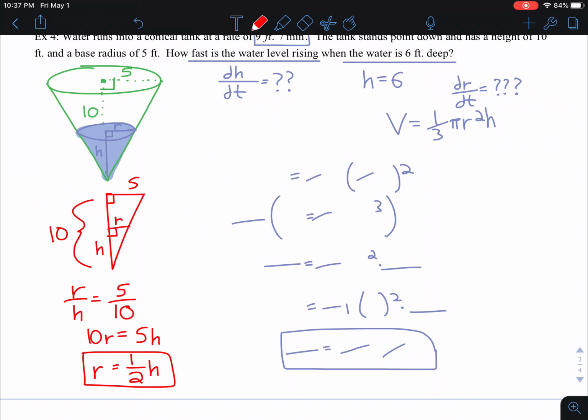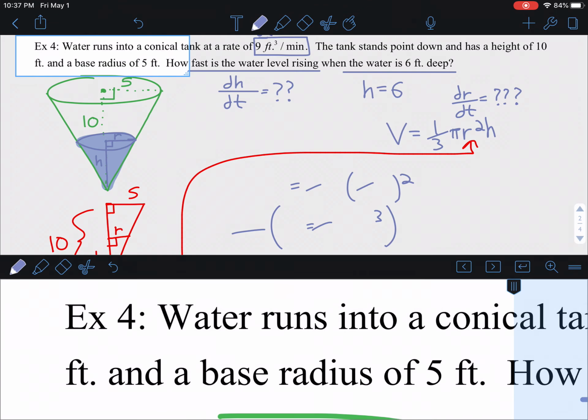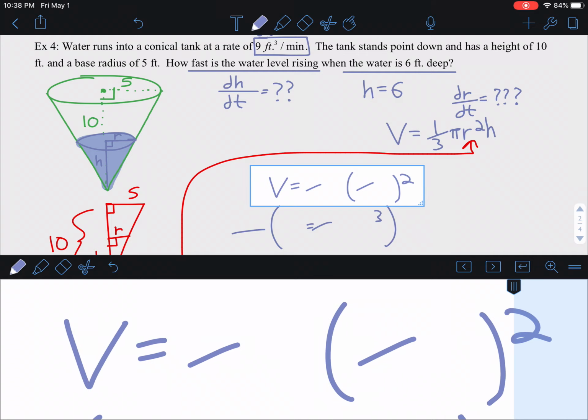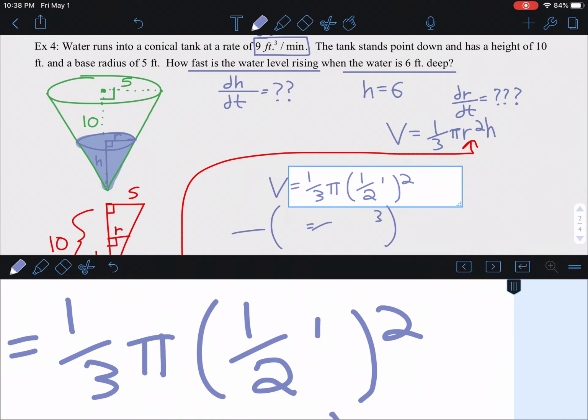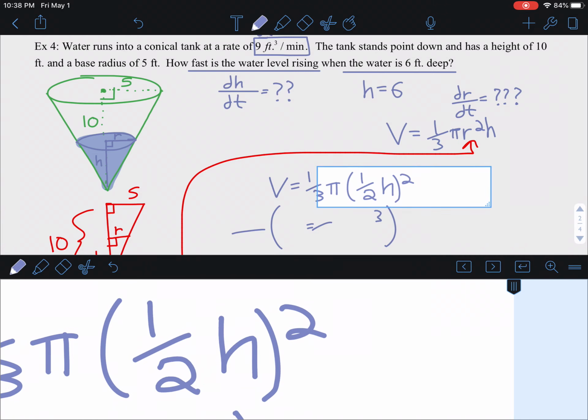Now, why did we take this little detour? Well, that's because now that I know what R equals, I can plug it in before I take a derivative. I can plug in this value for R, and that will leave me with volume just in terms of H. So I can get that the volume is going to be 1/3 pi, and now I can replace R with 1/2 H. Remember, it's R squared, so 1/2 H is now getting squared times another H.